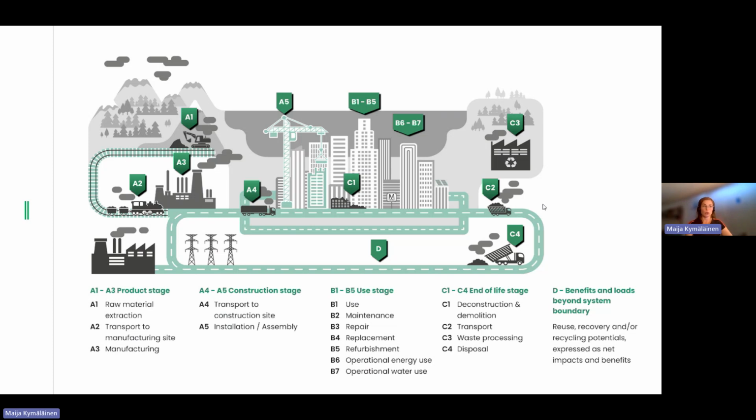We can include benefits and loads that are beyond our system boundary, and this is module D. So this is something that is always declared separately, and it can be positive effects or it can be negative effects. So it's called benefits and loads beyond the system boundary. So this is the net impacts and benefits from reuse, recovery, or the recycling potentials expressed as net impacts. It can be the recycled materials, or it can be energy, for example, from wood combustion.